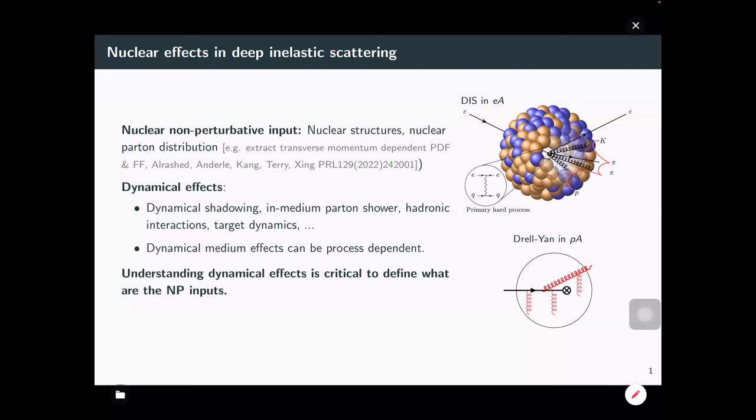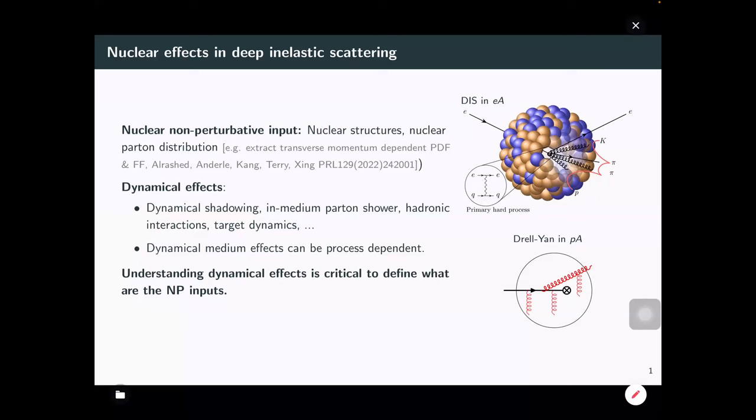The reason that we study the DIS process is that in the past it has provided us a lot of information about proton structure, and maybe helped us understand the partonic structure of the proton. Now, generalizing this DIS study to electron-nucleus collisions, we can learn a lot about nuclear structure.